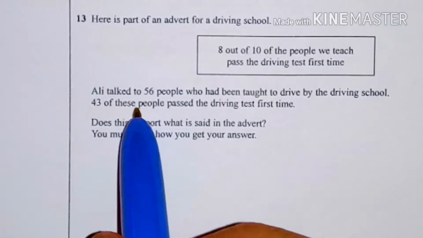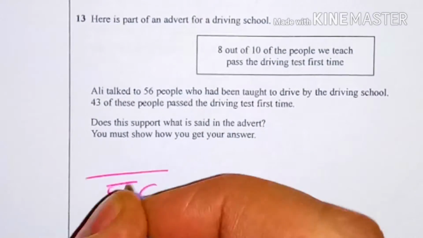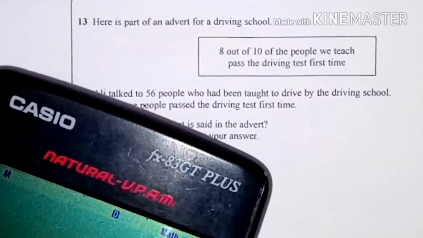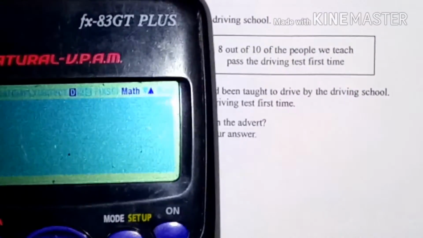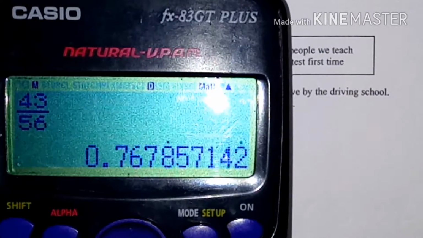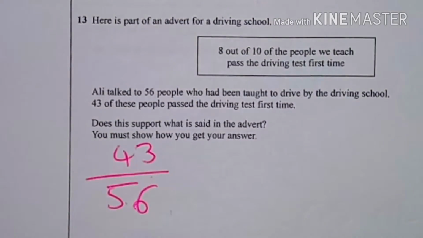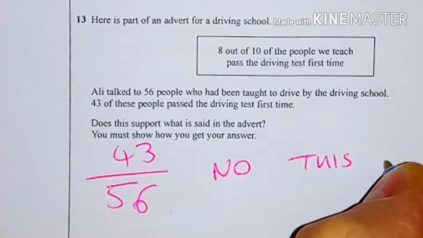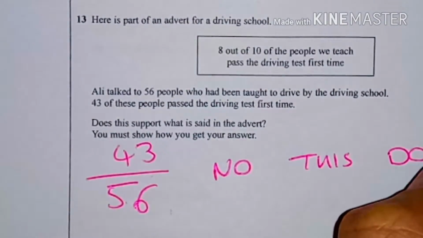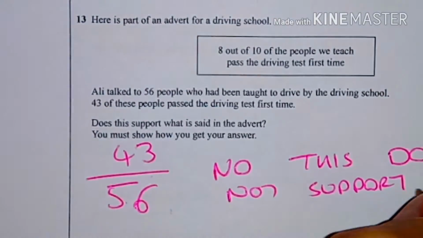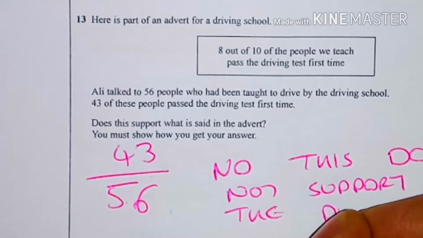Right, so Ali talked to 56 people, so the total is out of 56. 43 people passed the test, so what we're really asking is is 43 out of 56 equivalent to 8 out of 10. Now I'm just going to type it in the calculator because this is a calculator paper. Okay, so it's 43 out of 56. Oh no, that doesn't simplify. Okay, so I would actually say no. This does not support the driving test.